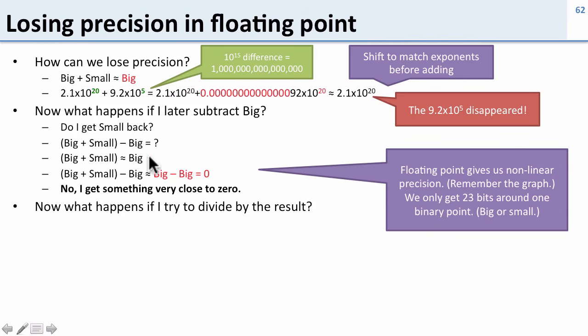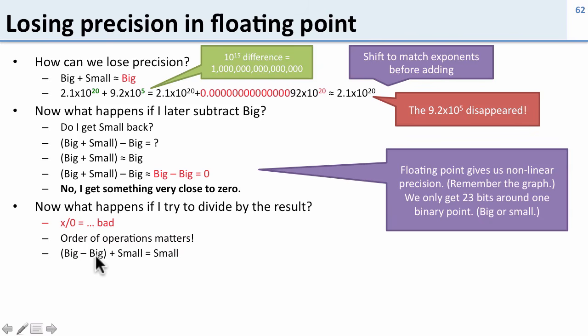So if I do this computation and then I divide by the result, well, now I've got something divided by 0, and we all know that dividing by 0 is a big no-no. So the order of the operations matter. If I had written this equation differently, if I'd written it as big minus big plus small, then I would have gotten small back.